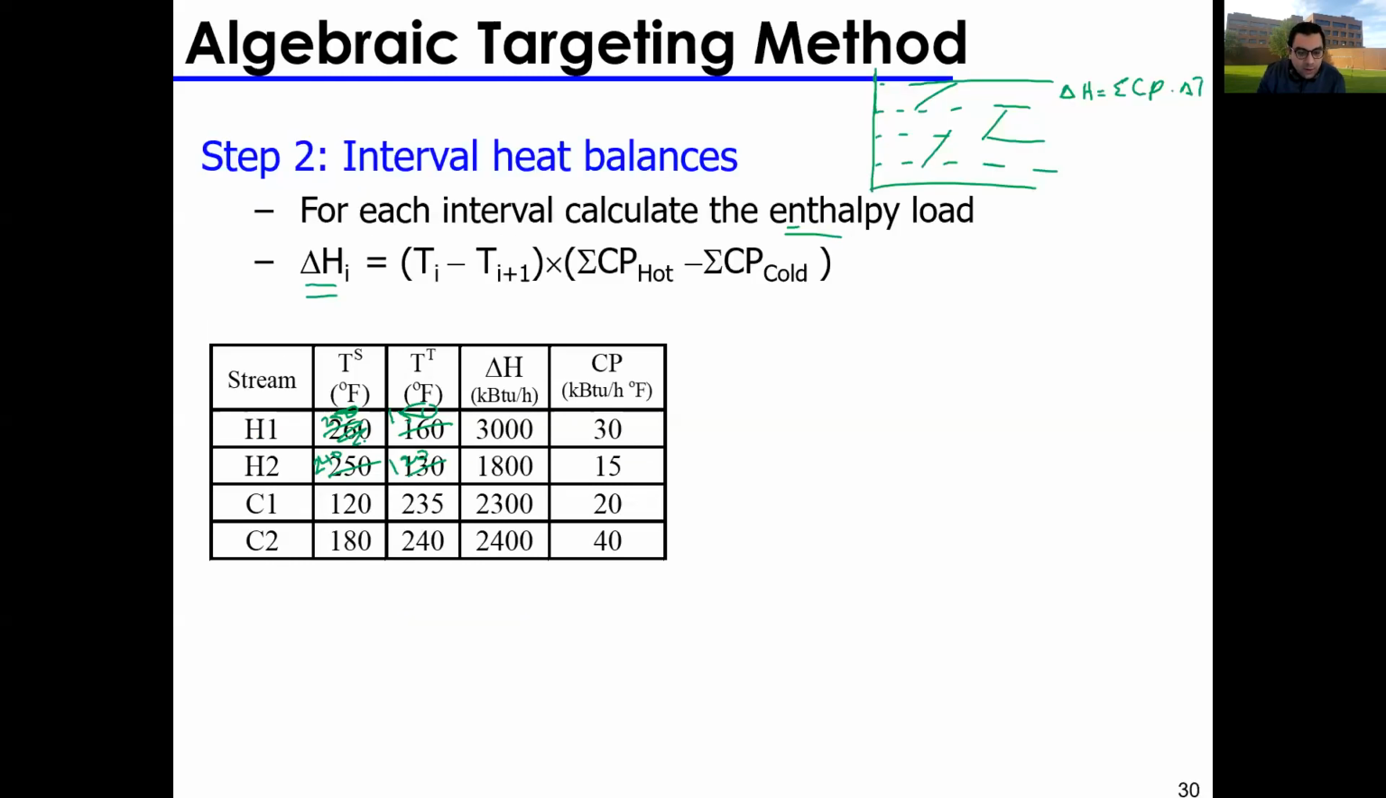And now I'm going to arrange them from highest to lowest. In order to determine my temperature intervals, I need to arrange all these temperatures from highest to lowest. My highest temperature here is 250. My second highest temperature is 240, sorry. My third highest temperature is 235. Then I have 180, and I have a 150, this guy right here. And finally, I have a 120.